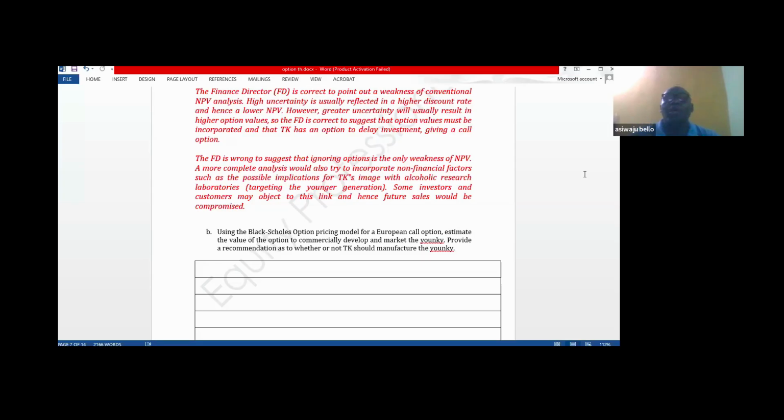If you look at this question, we have 12 months, within 12 months, to exercise our rights to produce the product. Within 12 months, to exercise our rights and produce the Yankee. If you are dealing with European option, that means you are going to exercise your rights at the end of 12 months, at the maturity of the option contract.